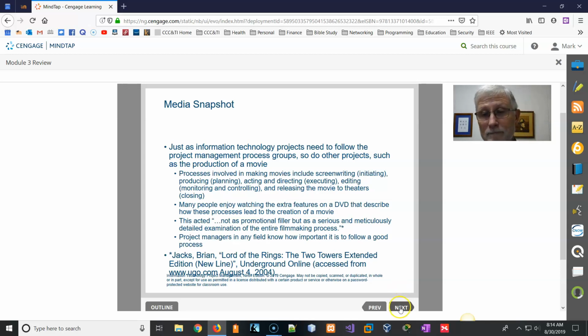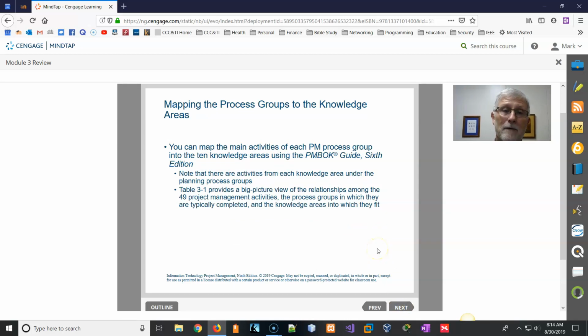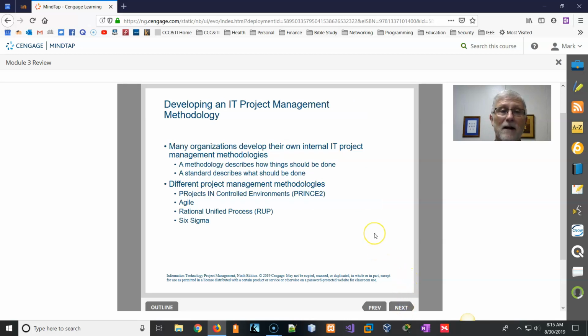Now, these process groups do map to the knowledge areas, and there are several main activities that you can do, but there's a table 3.1 that shows the big picture representation of the 49 different project management activities and which process group they belong to. So take a look at table 3.1 and you'll be fine.